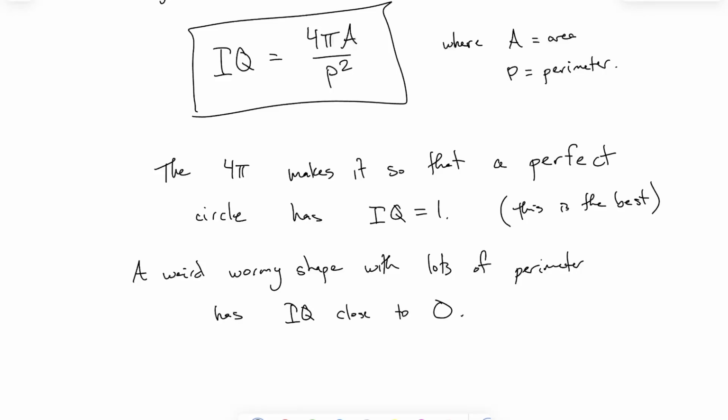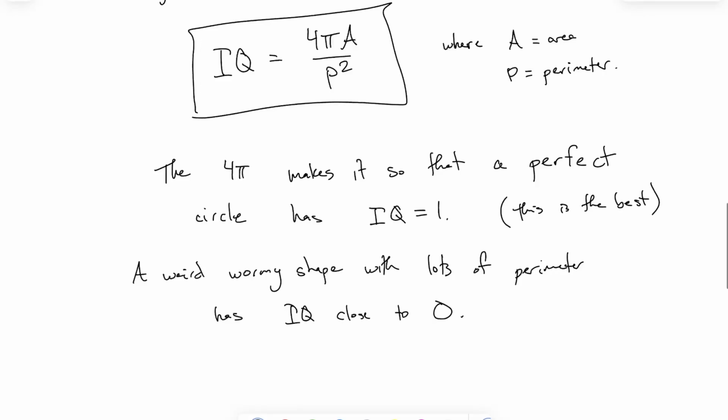All right. So 1 is the best, and because of the 4 pi there, that will be achieved by a perfect circle. And 0 is, in theory, the worst. This fraction can never exactly equal 0, but it can be pretty close to 0 if your shape has a lot of perimeter. You get a fraction here. You can write it as a percentage if you like.